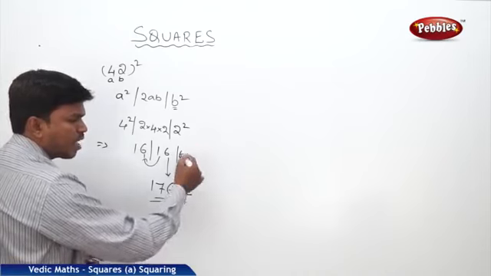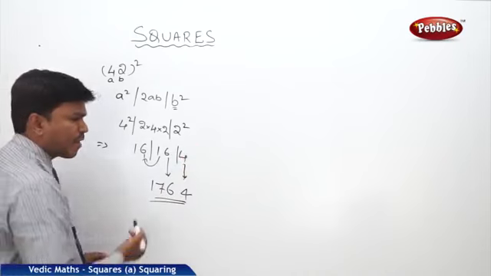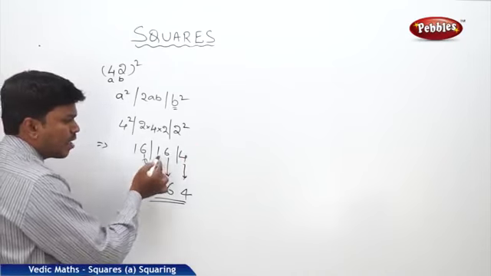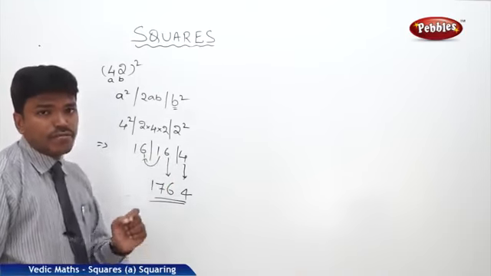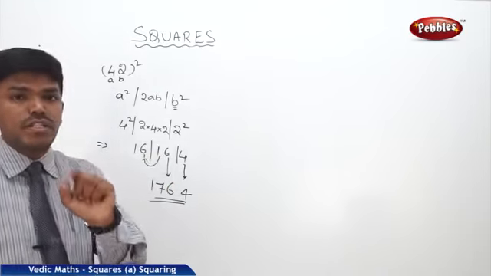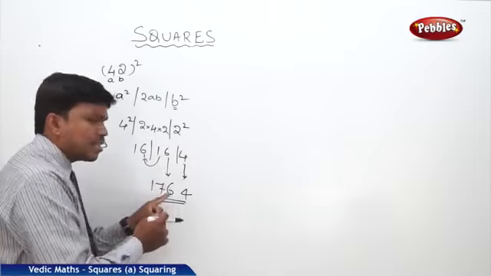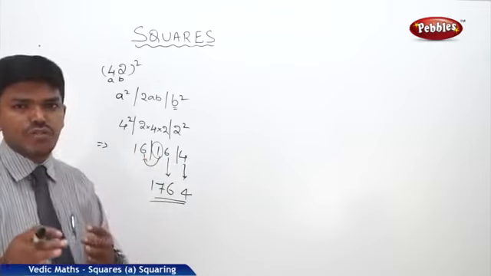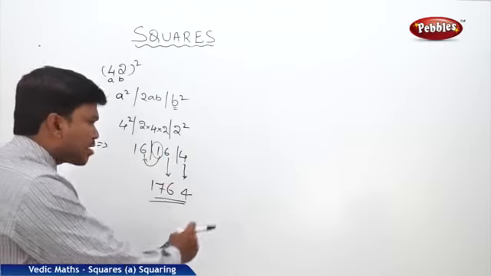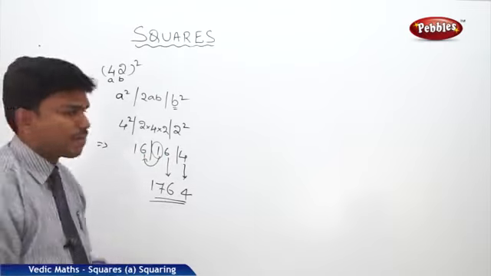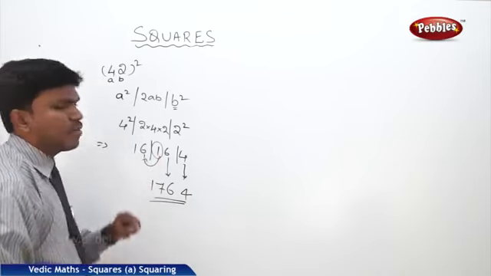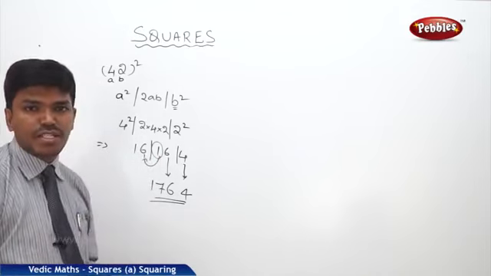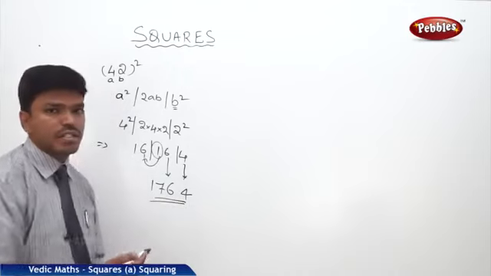Here there is only one digit, and I am dropping it as it is. Now coming to the next number, 16. In 16, I will drop the ones place digit, that is 6, and whatever the remaining digit is, either a tens place or a hundreds place, just carry it forward to the next part of the answer. So 1 will be carried to the next number, that is 16. So 16 plus 1 is 17. So my answer is 1764.